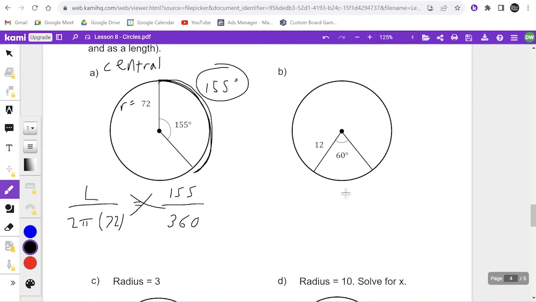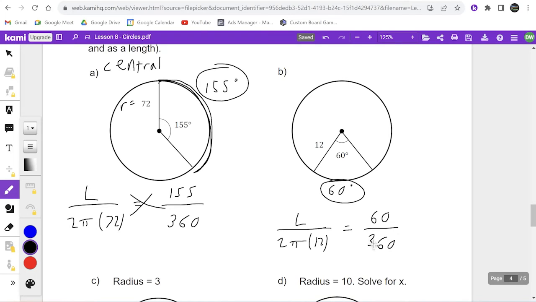Okay, next is part B. We have a 60-degree angle right here. Again, it's a central angle. So hopefully you realize immediately this is 60 degrees right there. And again, I got to find the arc length. So I set up that proportion, L over 2 pi r. Looks like the radius is 12 this time. So 2 pi times 12. And then on the right side, I'm going to have the angle, 60 degrees, divided by 360 degrees.